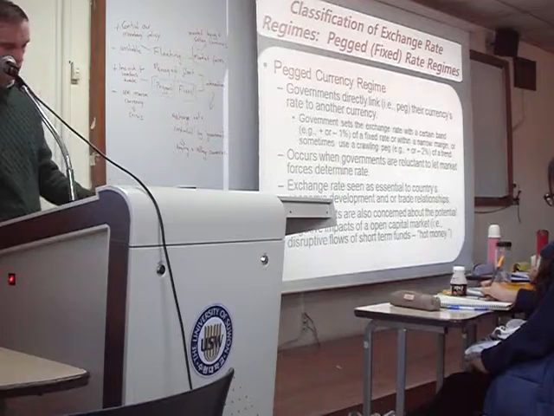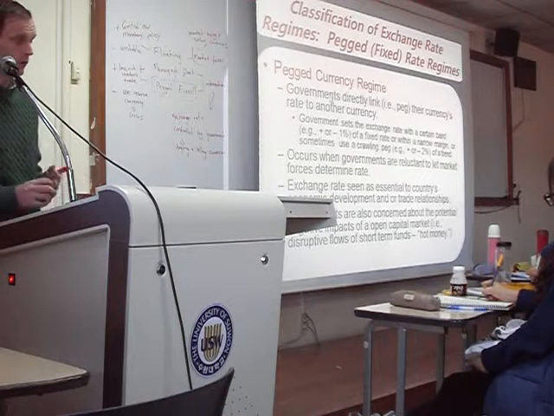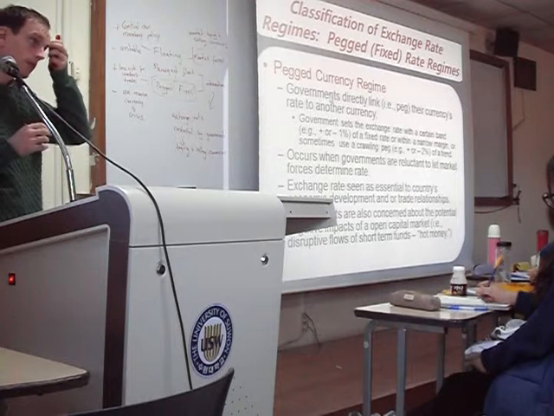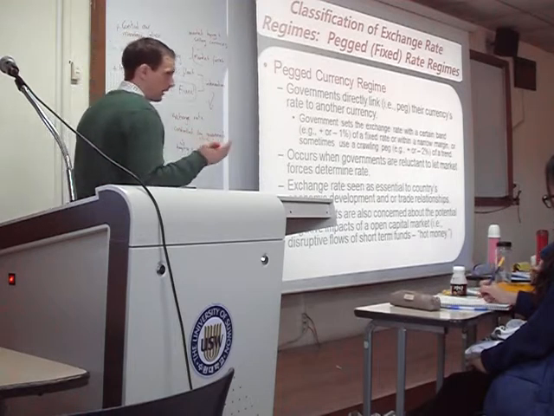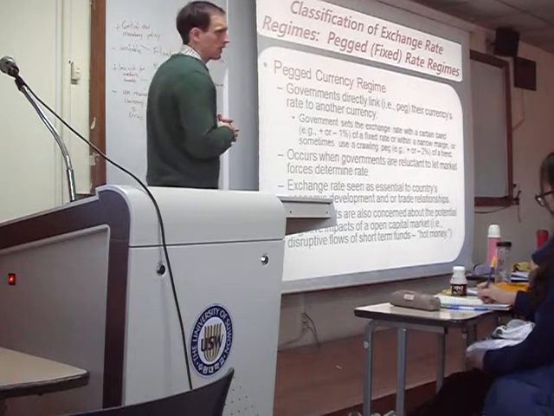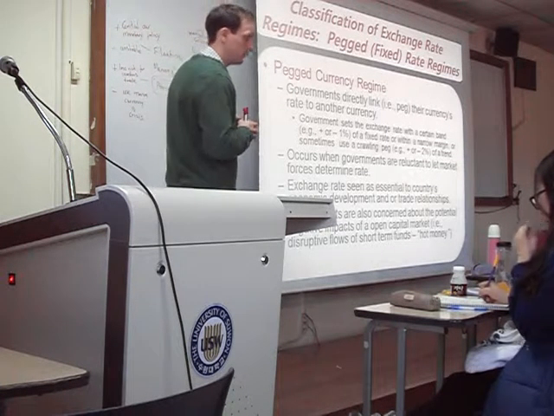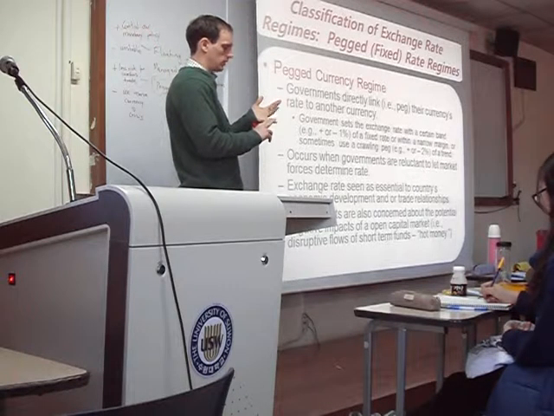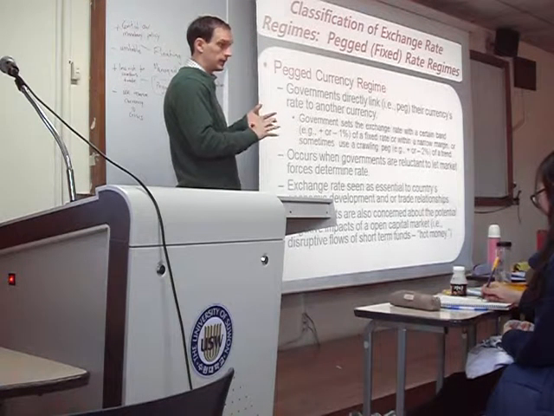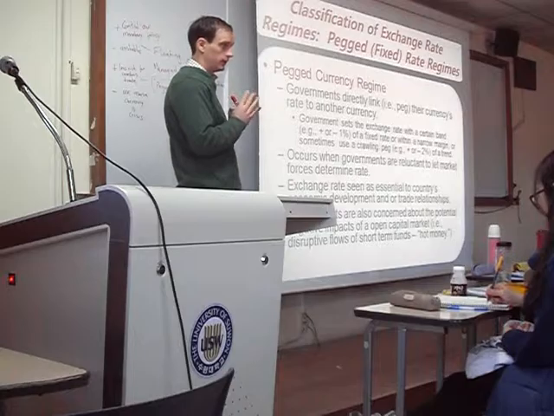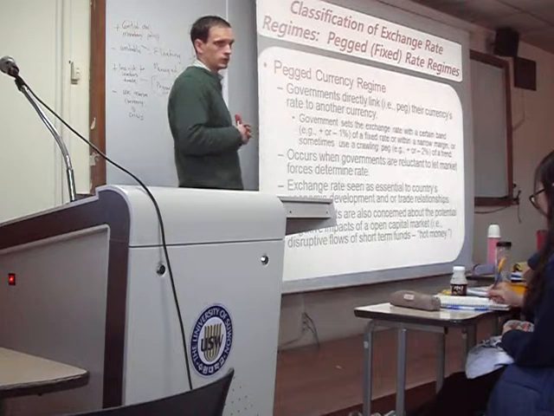So the pegged exchange rate in Europe, we'll look later at the euro currency. Europe has about 14 countries which are in the same currency, right? The biggest four are Germany, Italy, Spain, and France. Okay? And then the rest of the countries are quite small.